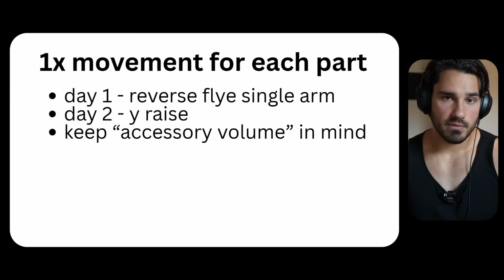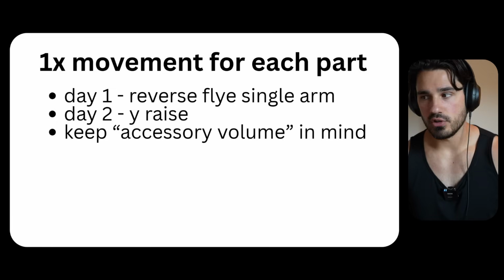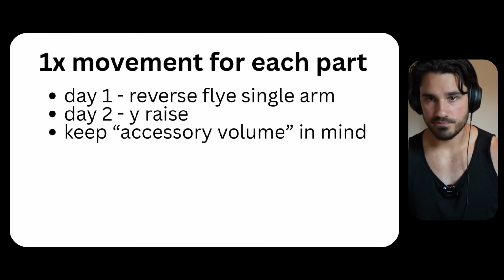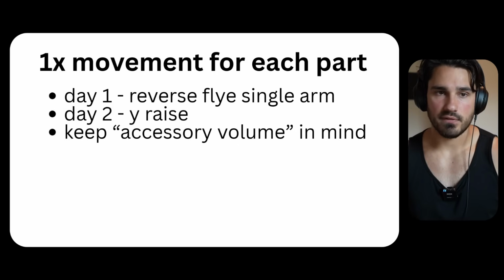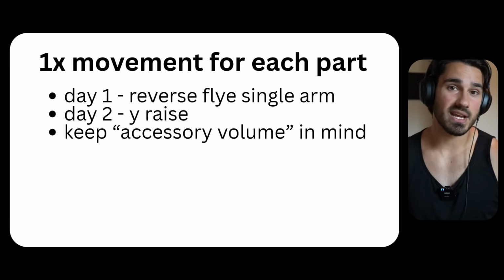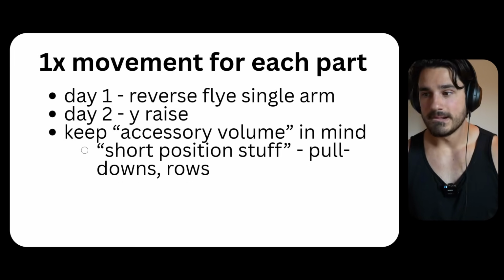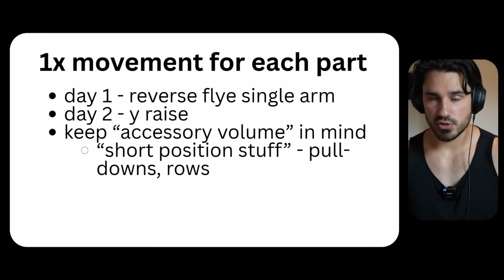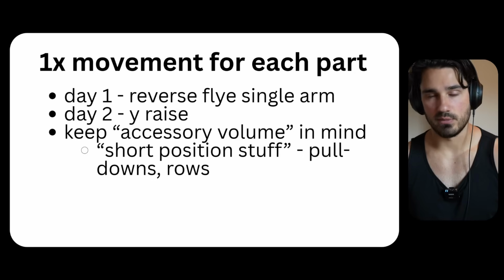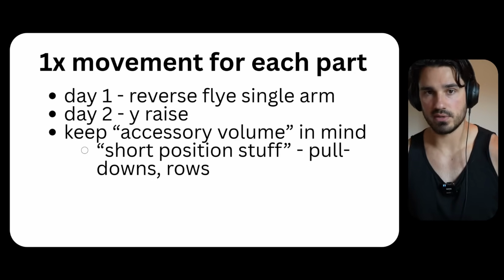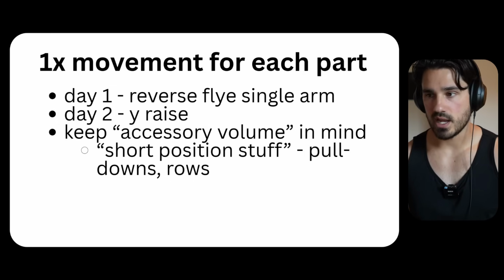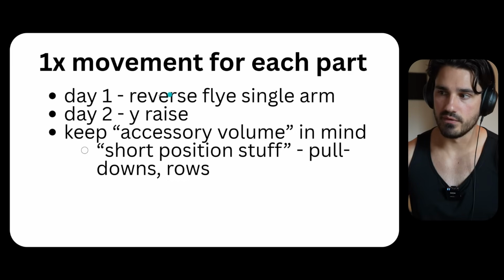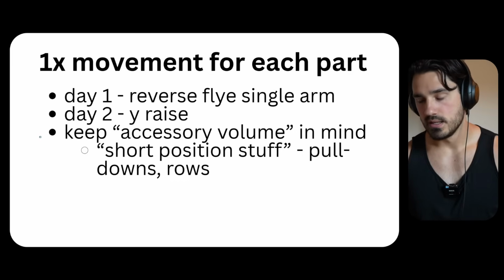When we're thinking about sort of accessory volume, which I'll put in quotations, remember how I mentioned the lats are a huge mover in pull downs and rows, right? We need to remember the fact that the rear delts, depending on the joint position and any row and pull down, are still getting some accessory volume. So for me, that concept of the short position stuff that we talked about earlier is really relevant here, because when we're doing pull downs and rows, that's really only challenging the rear delt in its shortest muscle length, which is why on day one here, I really have a stretch focused reverse fly for me personally.